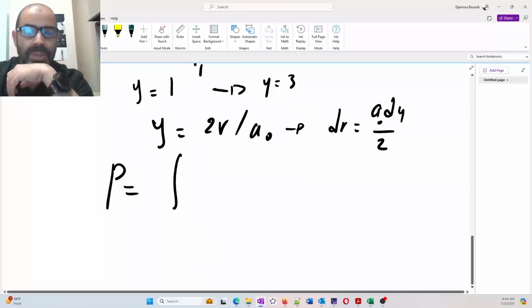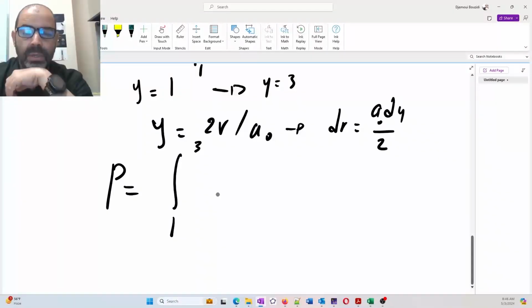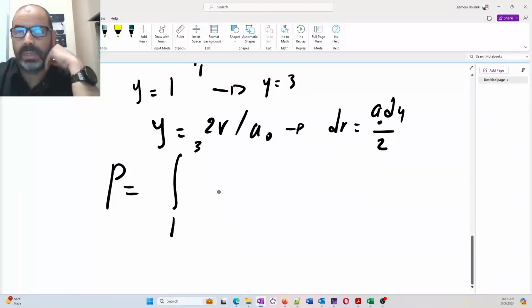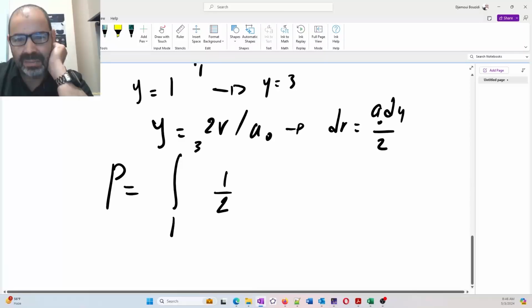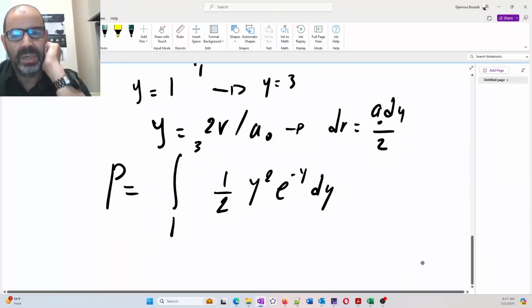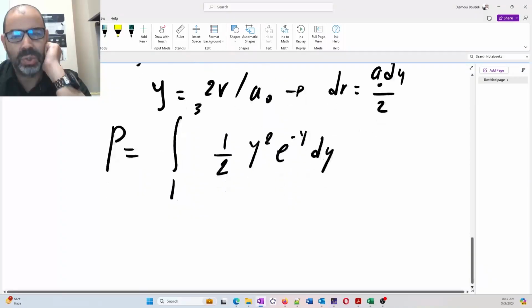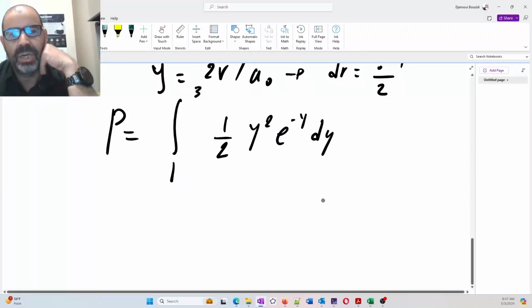Okay, so we're going to end up with a number at the end of the day because the boundaries of integration become just definite numbers, and the whole thing does not depend on A naught. And that's good because we want probability, we want it to be a specific number. So again, we're going to have 1/2 coming from the dr, times y squared exponential of negative y dy. Everything is the same. Now we're going to do this integration again by parts twice.